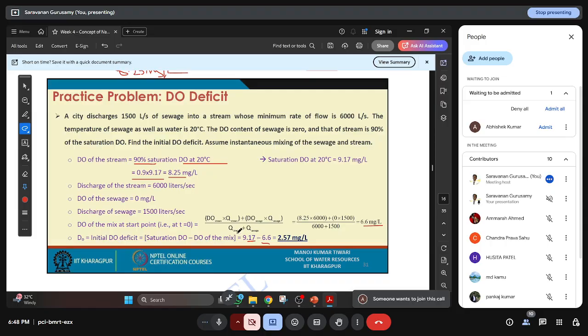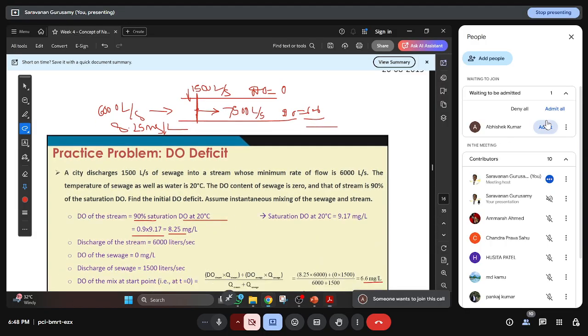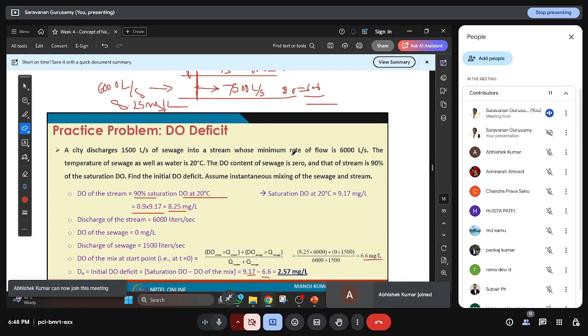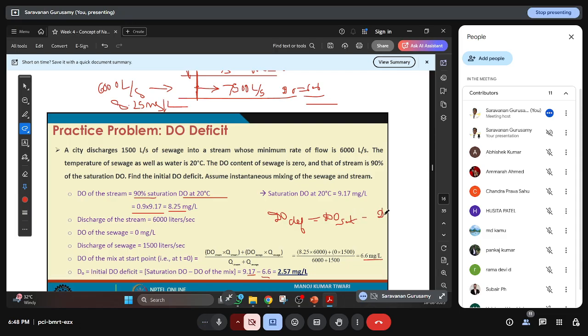So what is the deficit? I need 9.17, but I am having 6.6 only. So there is a lag of 2.57 milligram per liter. That is the deficit. So DO deficit equals DO saturated minus DO at any time t. At the mix point, that is time t equal to 0, my DO is 6.6 and my saturated DO should be 9.17. So the difference of 2.57 is lagging, that is the deficit. You got it. That is the formula for deficit.